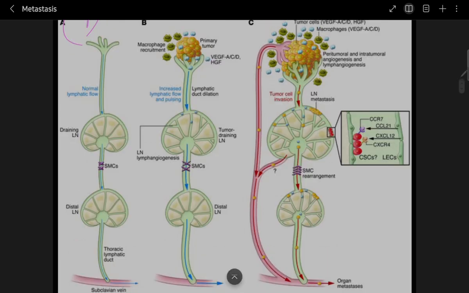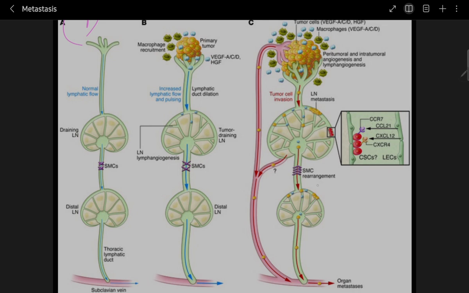Now in diagram B, you are seeing that there is macrophage recruitment and the primary tumor is there, right? So some VEGF, vascular endothelial growth factors, are released. Because of that, the lymphatic flow is increased. Compared to figure A, where it's normal, here it's increased lymphatic flow. And as you can see, there is a dissemination of the tumor cells, and they are draining into the lymph node. And here you will see SMCs, meaning smooth muscle cells, okay? In the long term, these smooth muscle cells will get rearranged.